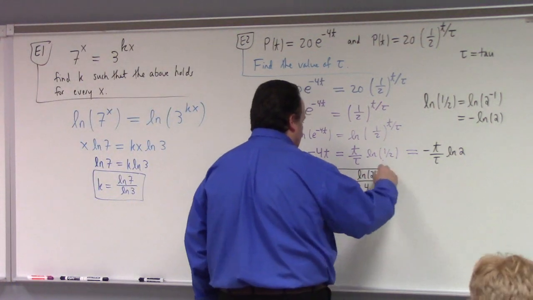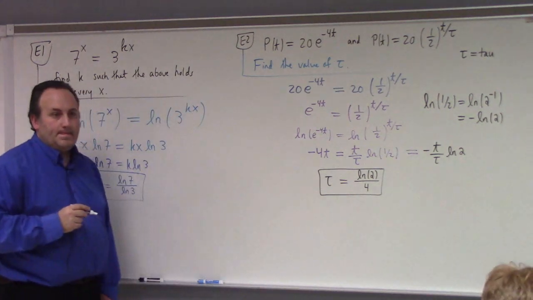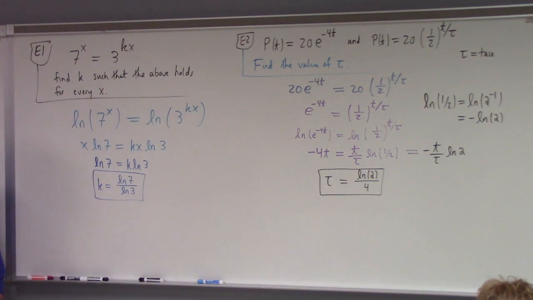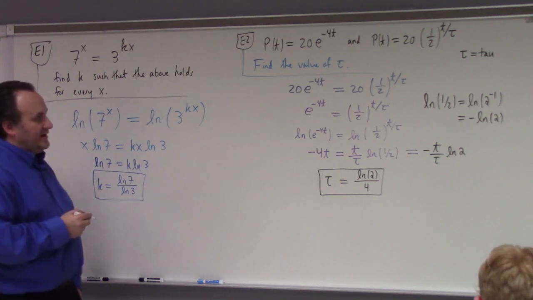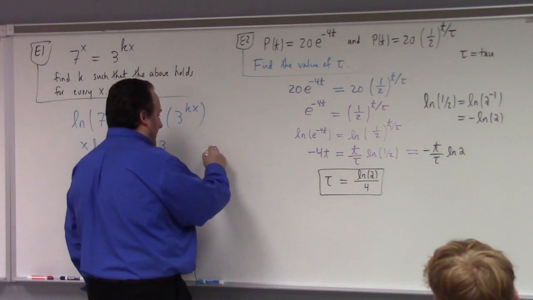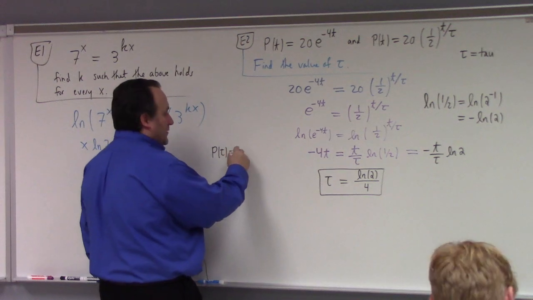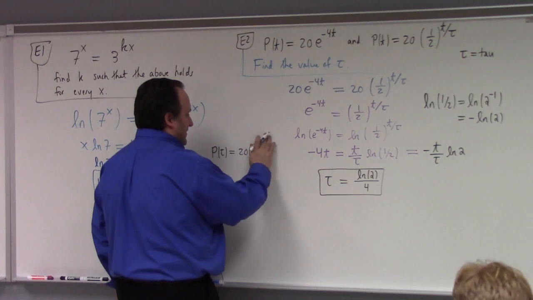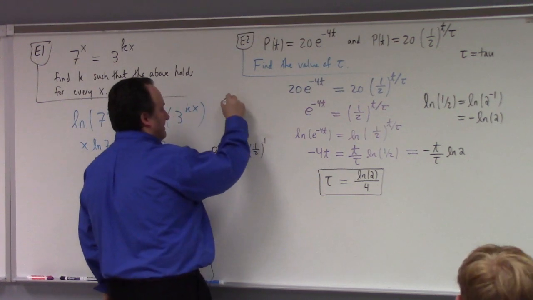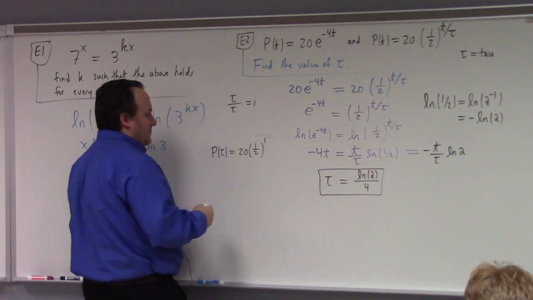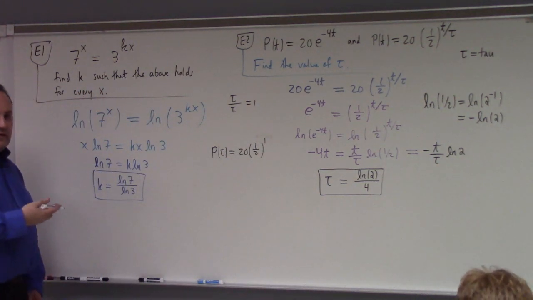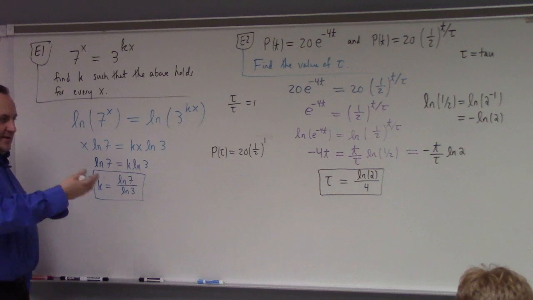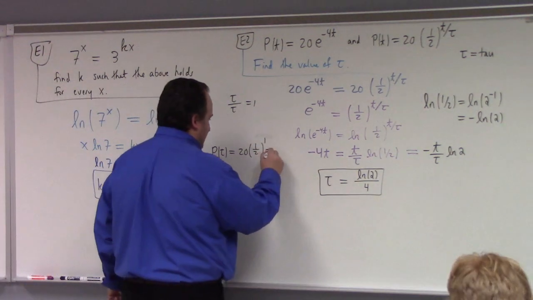What's the meaning of tau? What happens if we plug tau into the formula? Like, what's p of tau? 20 times 1/2 to the tau over tau, which is what? Tau over tau is 1, right? If I plug in tau for time, I get 1/2, so p of tau is 10.